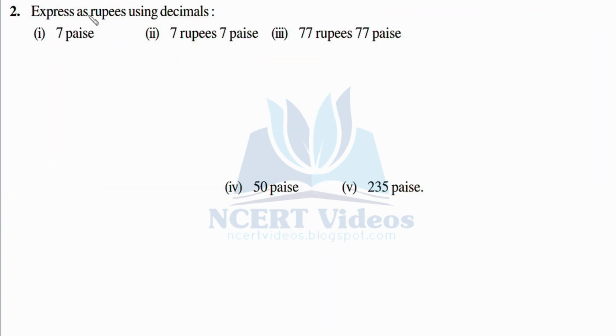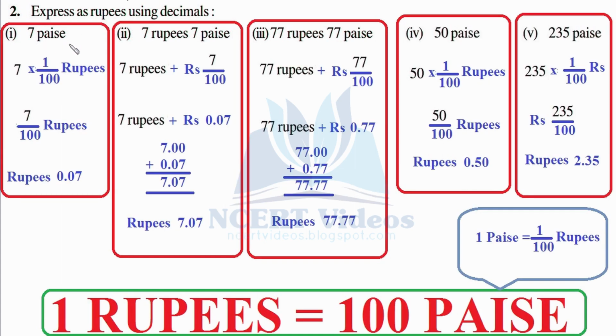Second, express as rupees using decimals. So first is 7 paise, second is 7 rupees 7 paise, 77 rupees 77 paise, 50 paise. The last one is 235 paise. Here we have 7 paise. So we know very well that 1 rupee is equal to 100 paise. Therefore, what does it mean?